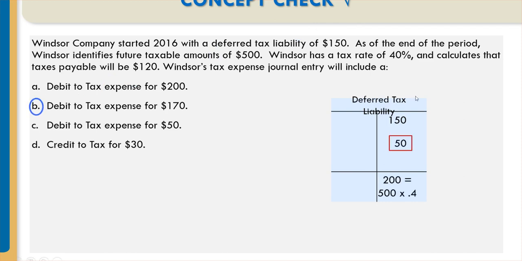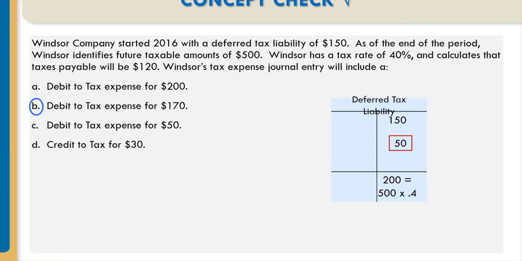Well, we know that our deferred tax liability says future taxable amounts. It doesn't say future taxes to be paid. It says taxable amounts. So this is going to be taxable at 40%. 500 times 40% is going to be 200. So they want us to have deferred tax liability on our books at the end of the time period of 200.